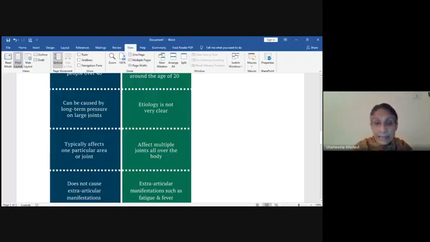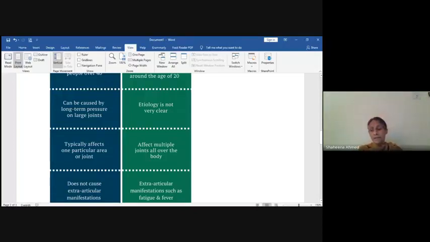Now, if we look at the joint characteristic in rheumatoid arthritis, what we see is the joint is soft, warm, and tender, all the signs of inflammation. Whereas in osteoarthritis, as it is a degenerative process, the joint is hard and bony.